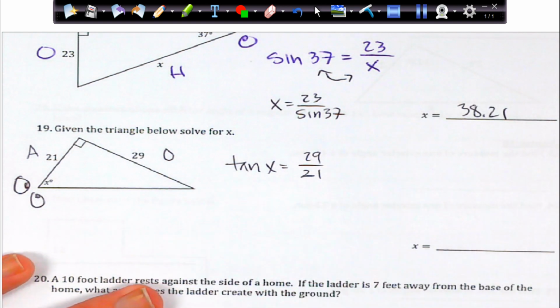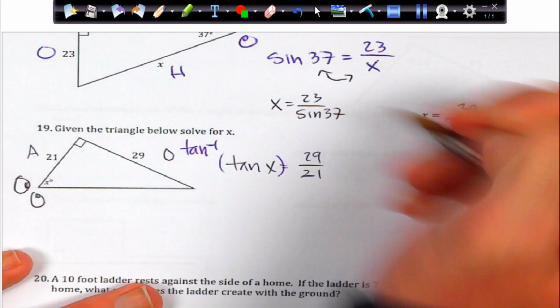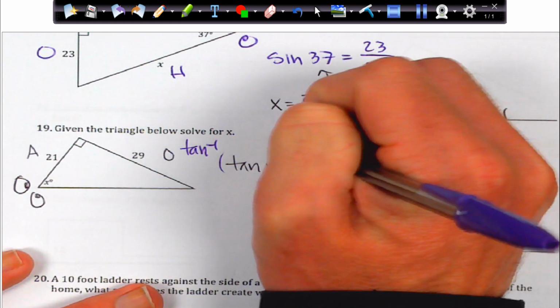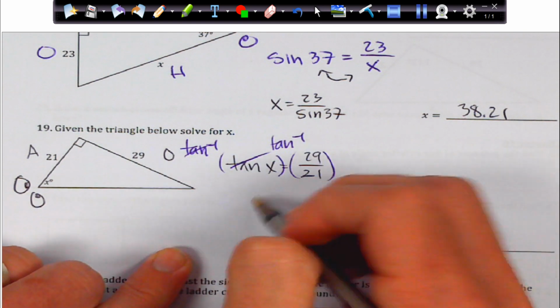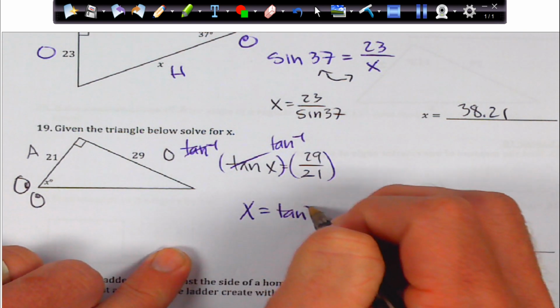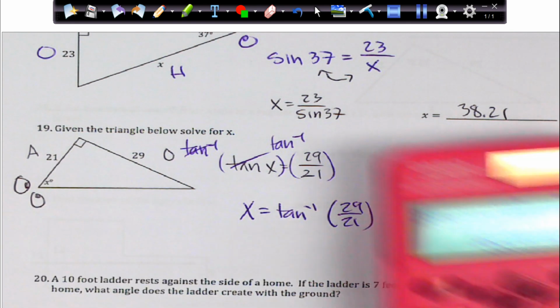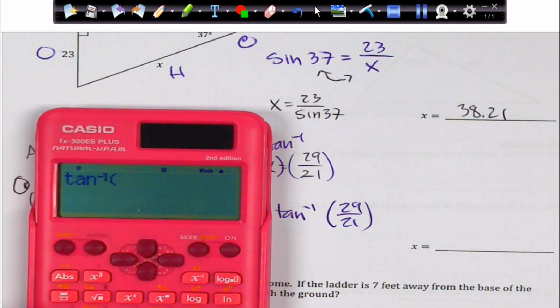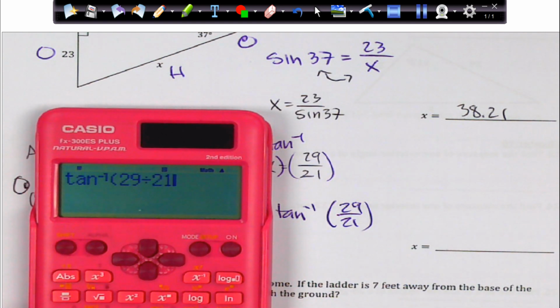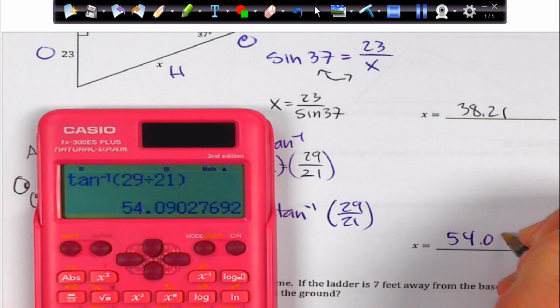Now, to get rid of a tan, we do tan negative 1 on both sides, and this cancels that out. So we get x equals tan negative 1 of 29 over 21. By the way, this is tan inverse, so you just do shift tan. That gives you tan to the negative 1, or the inverse of tan, and 29 divided by 21. Close parentheses. And we get 54.09 degrees.